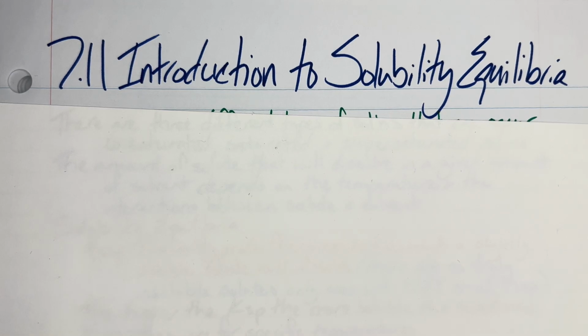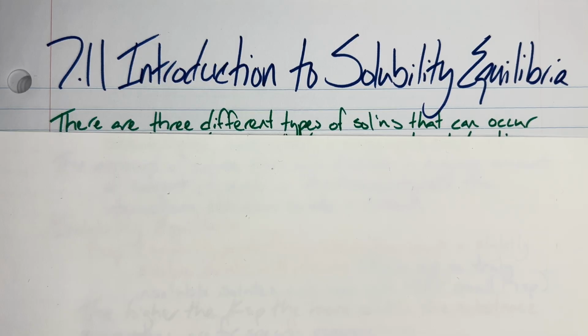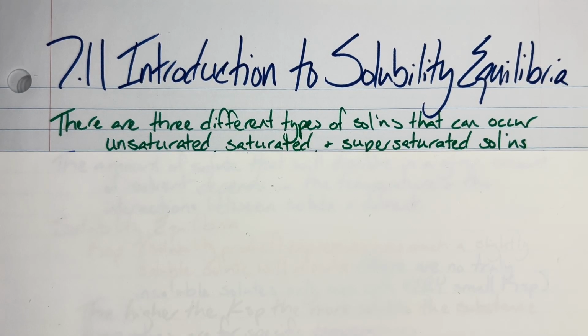AP Chemistry, Unit 7.11, Introduction to Solubility Equilibria. There are three different types of solutions that can occur: unsaturated, saturated, and supersaturated solutions.